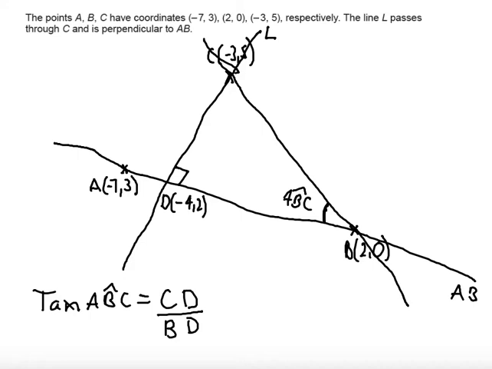Okay, so I need the points C, D, and B. So let's go back and just remember B is 2, 0.